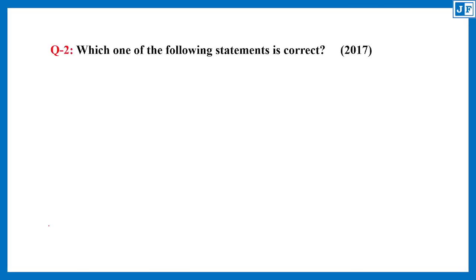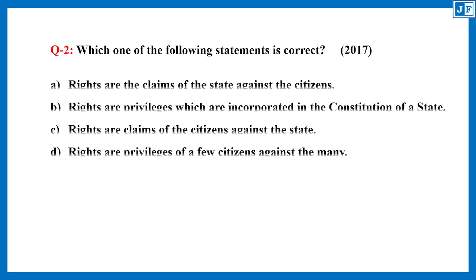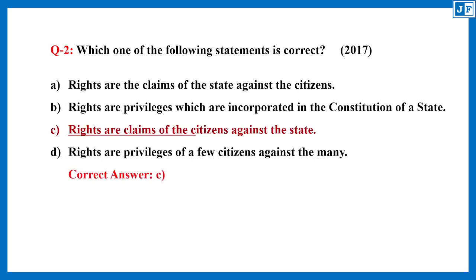Moving to our next question. Which of the following statements is correct? Our options are A. Rights are the claims of the state against the citizens. B. Rights are privileges which are incorporated in the constitution of a state. C. Rights are claims of the citizens against the state. D. Rights are privileges of a citizen against the many. Question was asked in 2017 and it is regarding the concept of rights, and the correct answer is C.